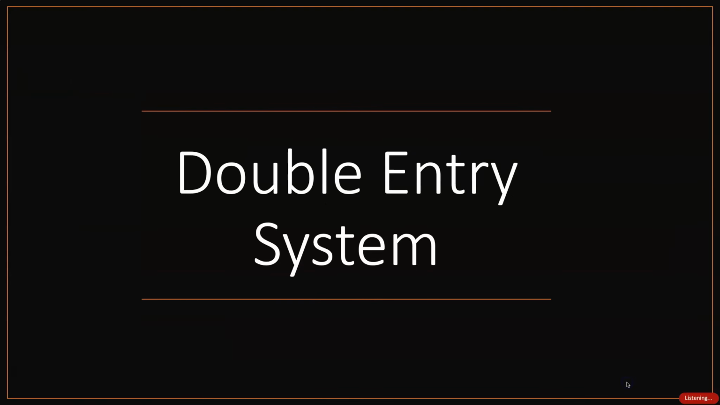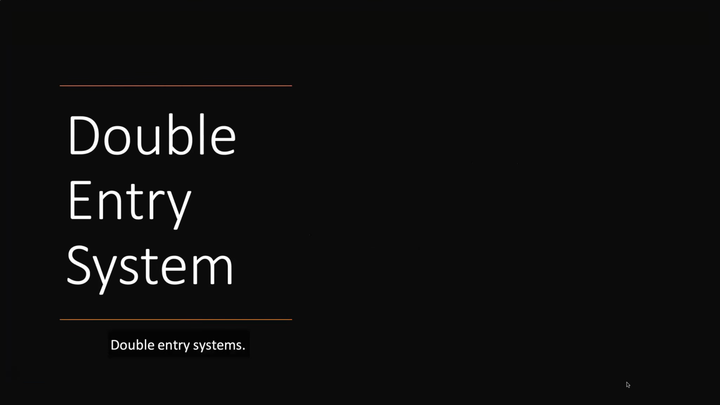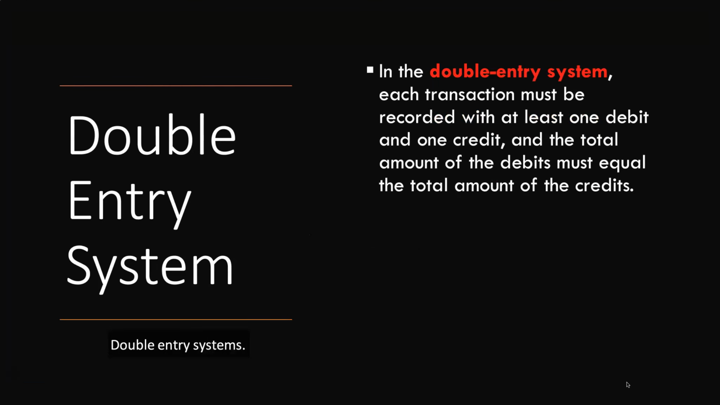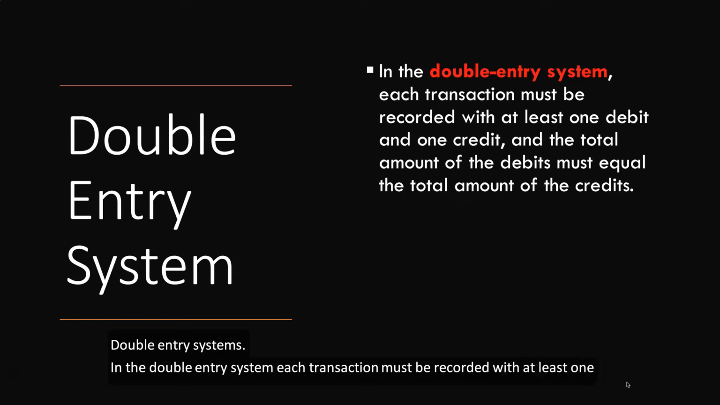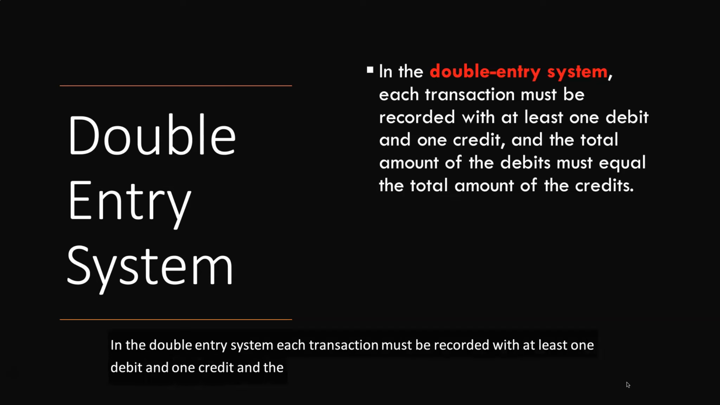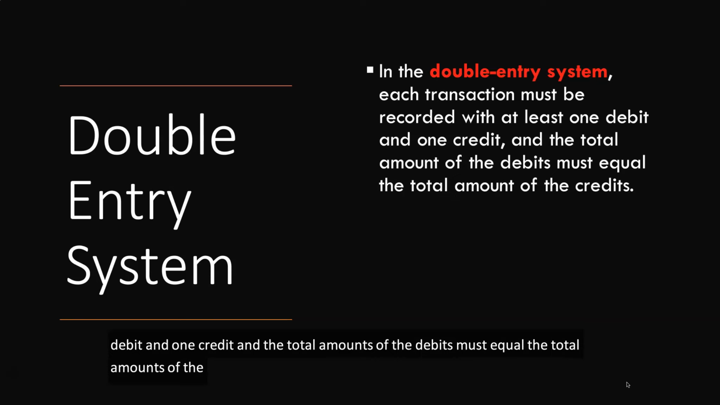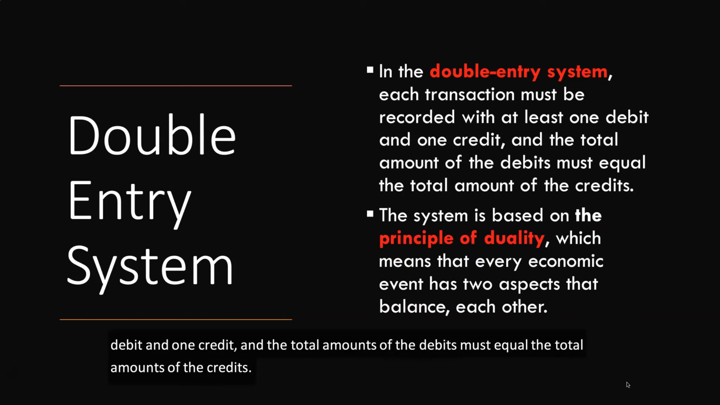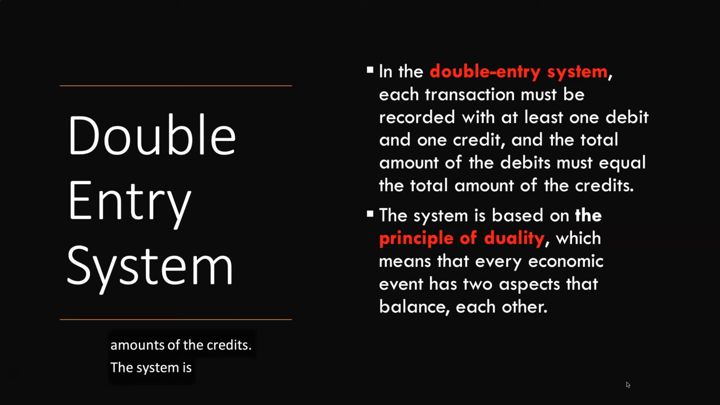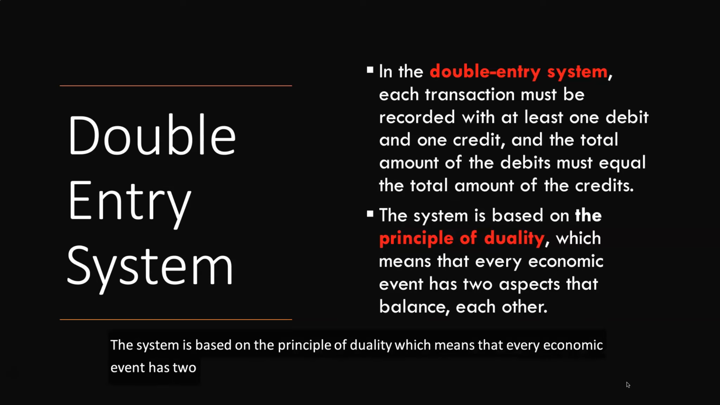Double entry systems. In the double entry system, each transaction must be recorded with at least one debit and one credit, and the total amounts of the debits must equal the total amounts of the credits. The system is based on the principle of duality, which means that every economic event has two aspects that balance each other.